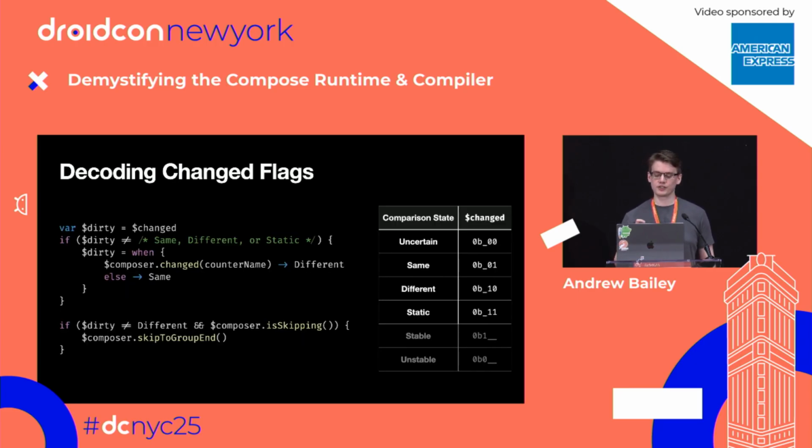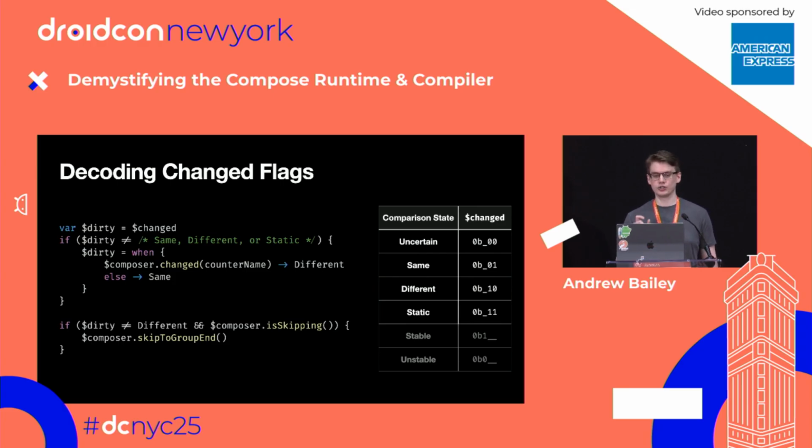Inside of one of these bit masks, specifically for one of the arguments, these 3 bits correspond to both the stability of the actual object itself, which doesn't really matter for our purposes, and also the comparison state when it's known. It can either be uncertain, which means that we haven't done the comparison yet. It can be the same, which means that we have done the comparison and it was the same as it was in the previous composition. It can be different, which means that we, again, have done the comparison before, and it was different, and we cannot skip this group. And it can also be static, which is one that you may not have seen before.